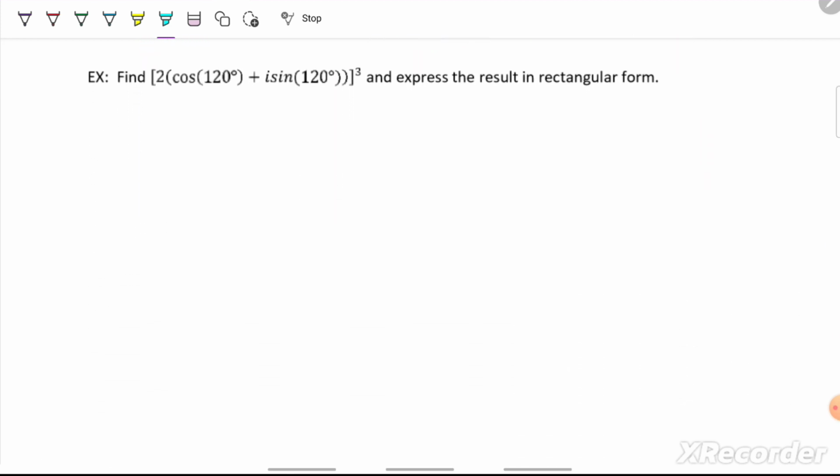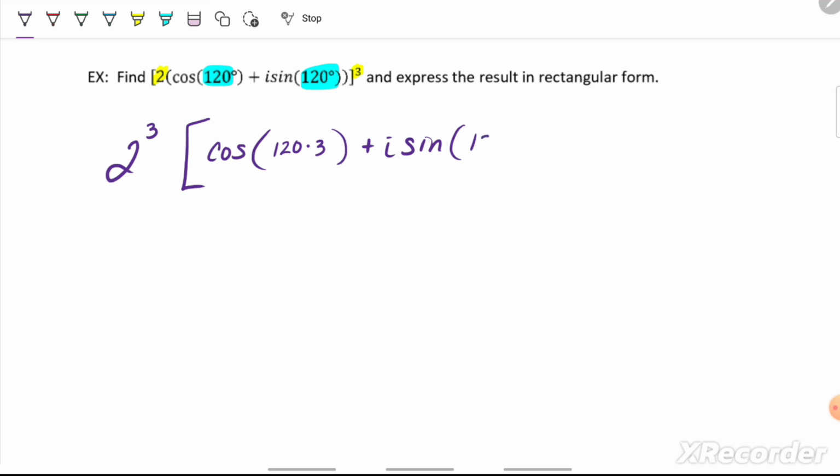Let's find 2 cosine of 120 degrees plus i sine of 120 degrees, to the third, and we'll express our answer in rectangular form. We start by taking our r value and raising it to the exponent. That'll be 2 to the third. And then we're going to multiply each of our arguments by that exponent as well. So this becomes cosine of 120 degrees times 3 plus i times sine of 120 times 3.